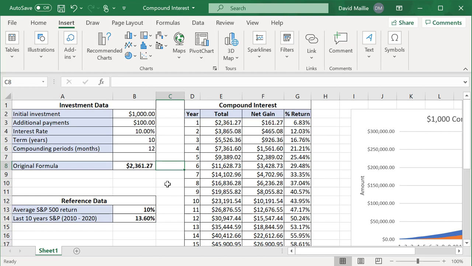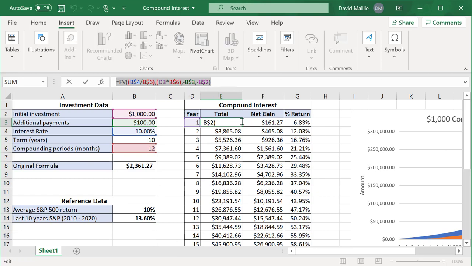Don't worry about that. Just look at the video, replay it, look at the different fields I'm using, and remember to use the dollar signs on the correct pieces. If you don't, it won't copy it down correctly.